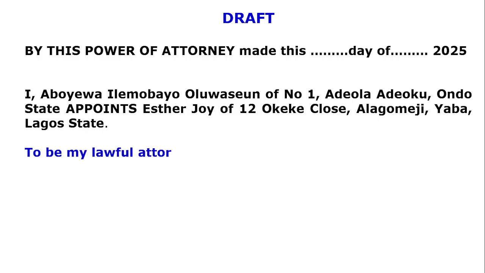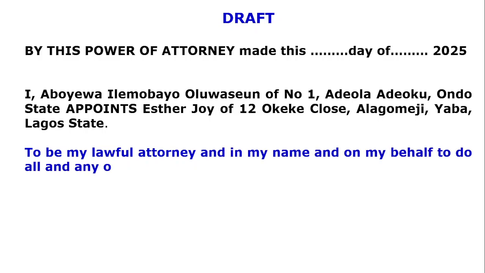How do you draft the power clause? To be my lawful attorney, and in my name and on my behalf to do all and any of the following acts. You can even see that the way it has been rendered is very straightforward. I am appointing Esther Joy to be my lawful attorney, and in my name and on my behalf, she's empowered to do all or any of the following acts. I'm only explaining; this is how you will draft it.